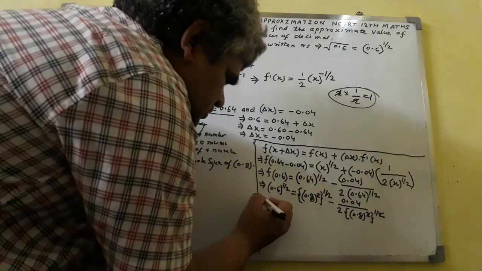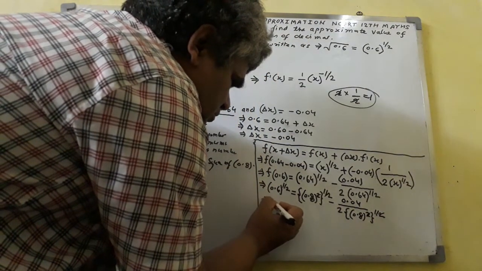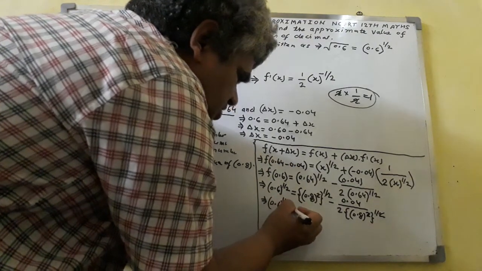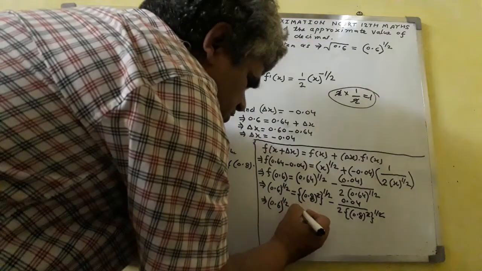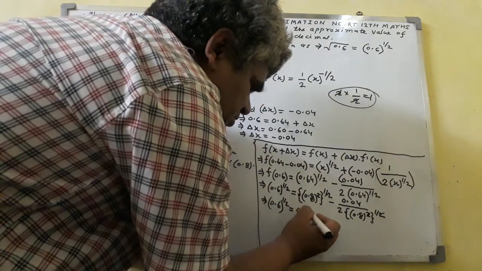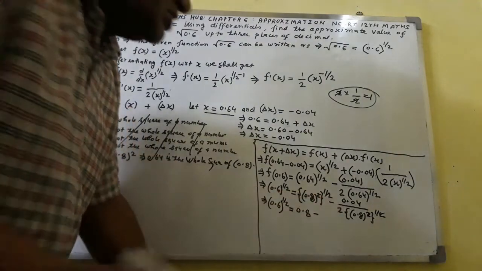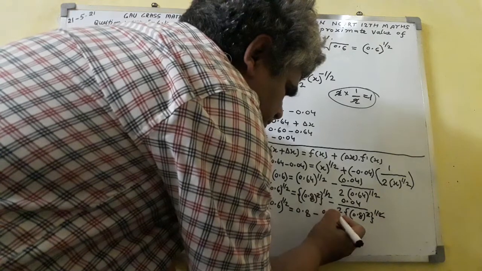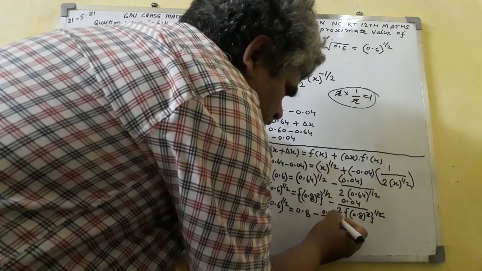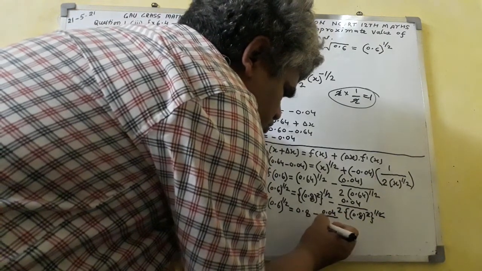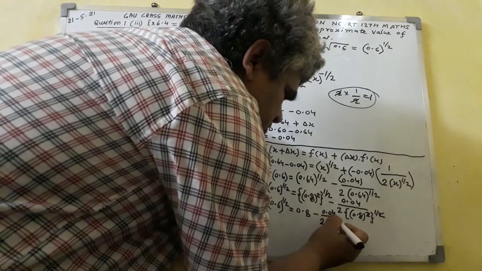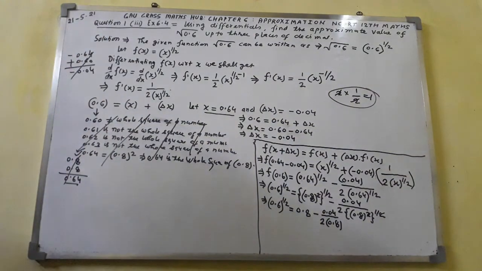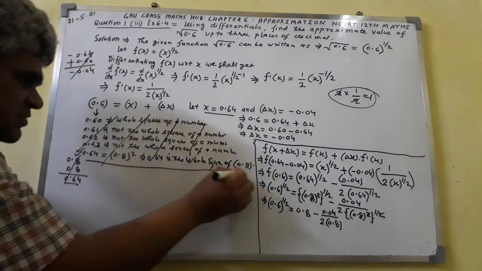So here you will get, implies that, 0.6 raised to the power 1 over 2, here the value will get 0.8 minus here will get 0.04 whole over 2 multiplied to 0.8. This thing we will get. Now this value I shall explain at this place.